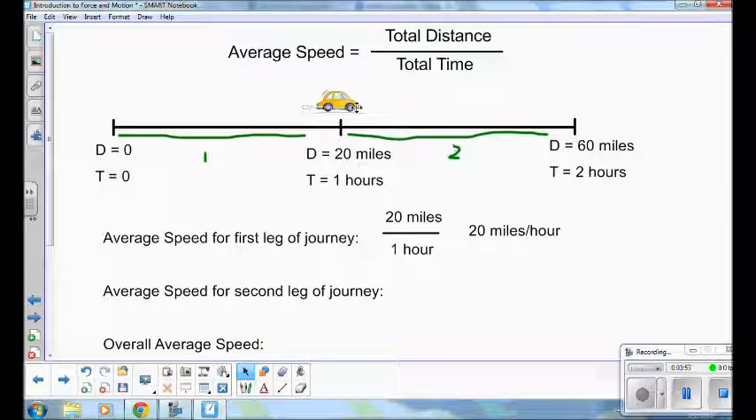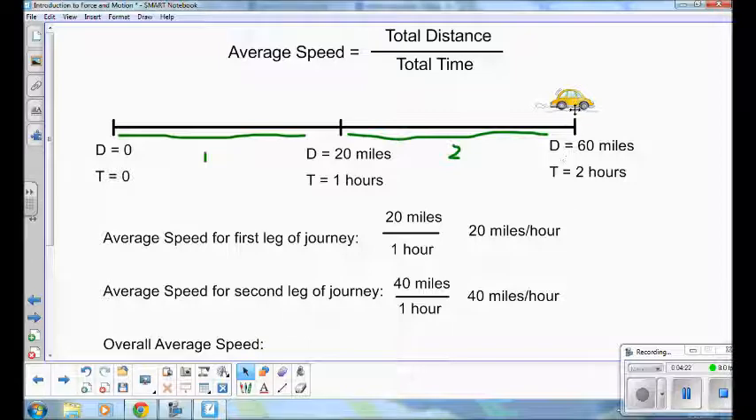Now for leg 2 of the journey, I'm going an additional 40 miles because I'm going to start out at mile marker 20 and I'm going to end up at mile marker 60. So that's a difference of 40 miles. And it took me 1 hour to travel that distance. So I have 40 miles divided by 1 hour. And that's going to give me an average speed of 40 miles an hour.